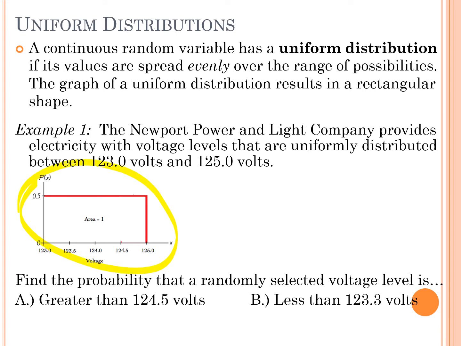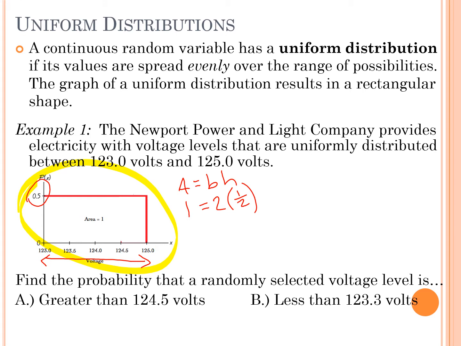So in example 1, it says the Newport Power and Light Company provides electricity with voltage levels that are uniformly distributed between 123 and 125 volts. Now, when we look at this, it didn't tell us that the height was 0.5. However, we can figure that out by looking at the bottom here and seeing that this spans 2 units, and we know that the full distribution has to equal 1. Area is base times height. We know that the area is 1. We know that the base of it is 2, which means the height needs to be 1/2 or 0.5.